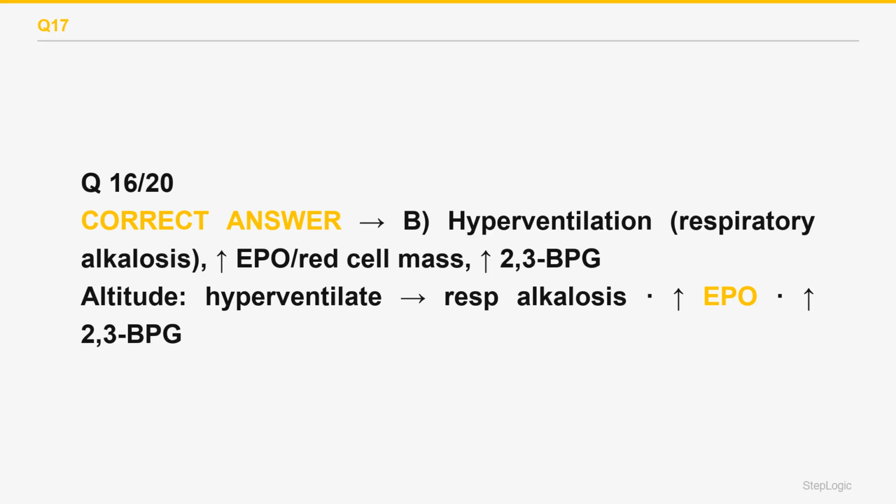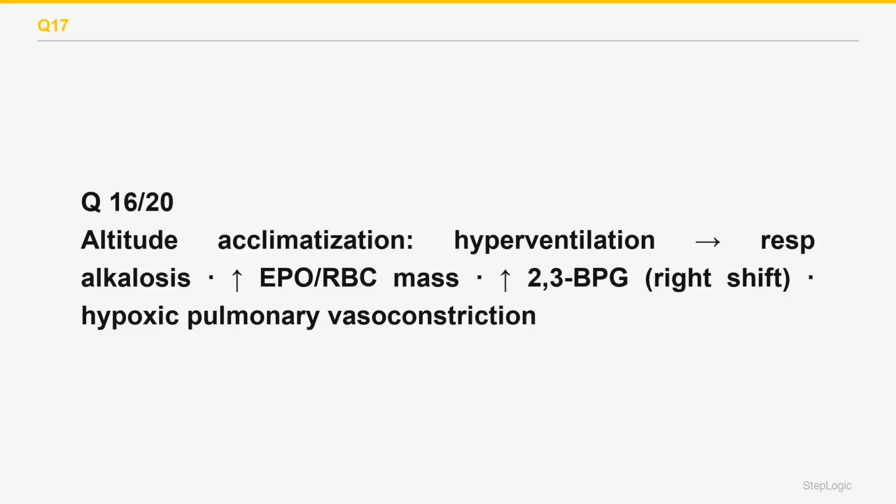The correct answer is B. The kidney also compensates for the respiratory alkalosis over days by excreting bicarbonate. Hypoxic pulmonary vasoconstriction, while improving local V/Q matching, raises pulmonary artery pressure, and over time can lead to right heart strain and contributes to high altitude pulmonary edema. The combination of hyperventilation with respiratory alkalosis, increased erythropoietin and red cell mass, and increased 2,3-BPG is the correct acclimatization response.